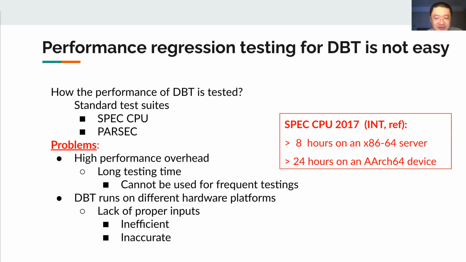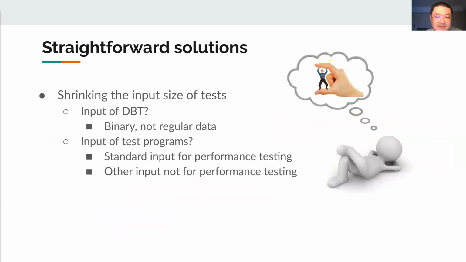To address these difficulties of applying performance regression testing for DBT systems, a straightforward thought is to shrink the input size of the DBT system. However, the input of DBT is executable binary, not regular data, so it is hard to manipulate the binary and reduce its size. Alternatively, we can input smaller data to the test programs, because standard test suites usually come with datasets in different sizes.